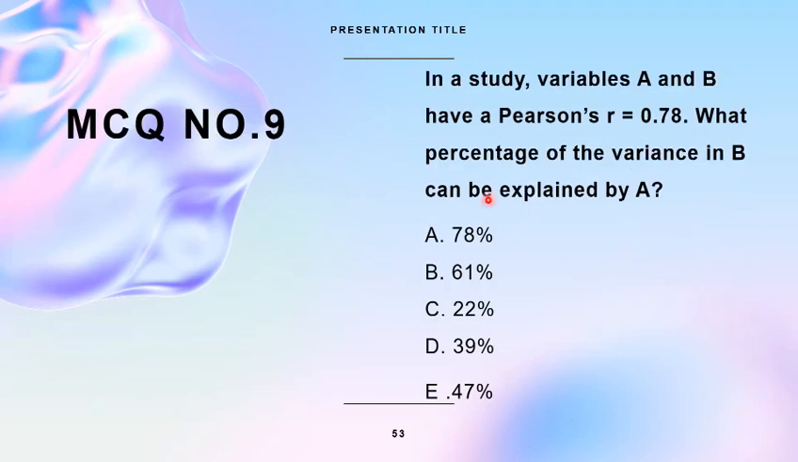MCQ number 9: study variables A and B have a Pearson's R. What percentage of variance in B can be explained by A? Any ideas for this calculation?